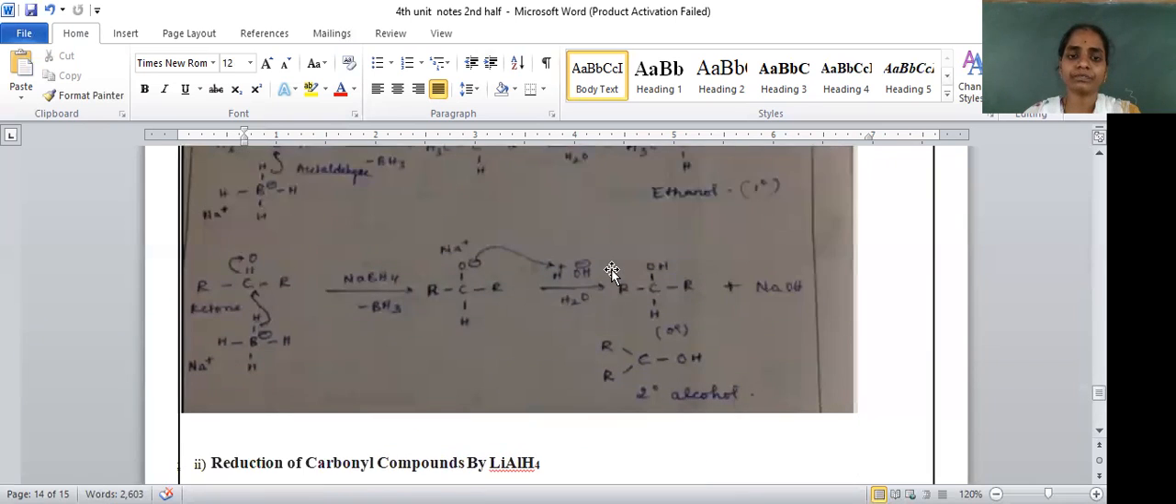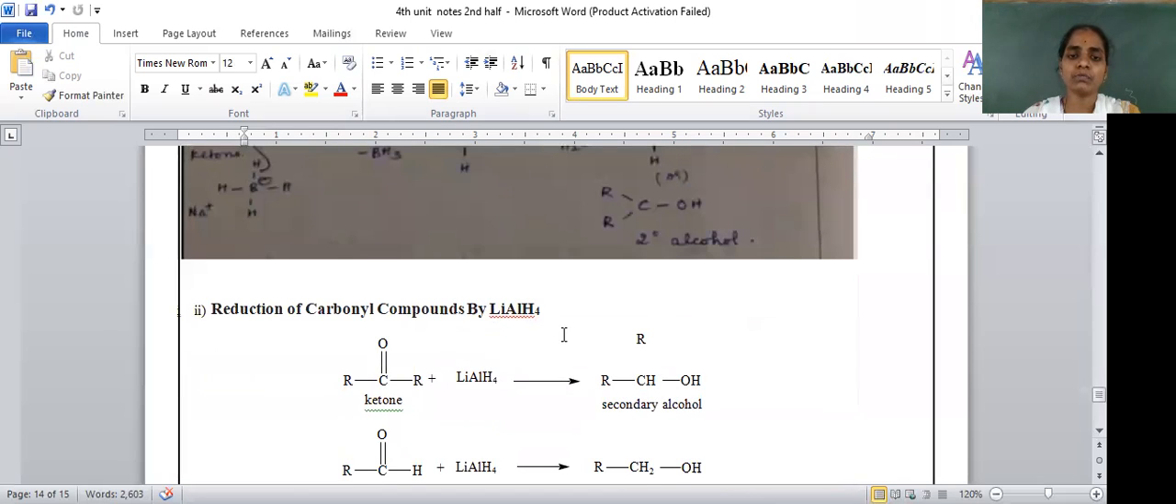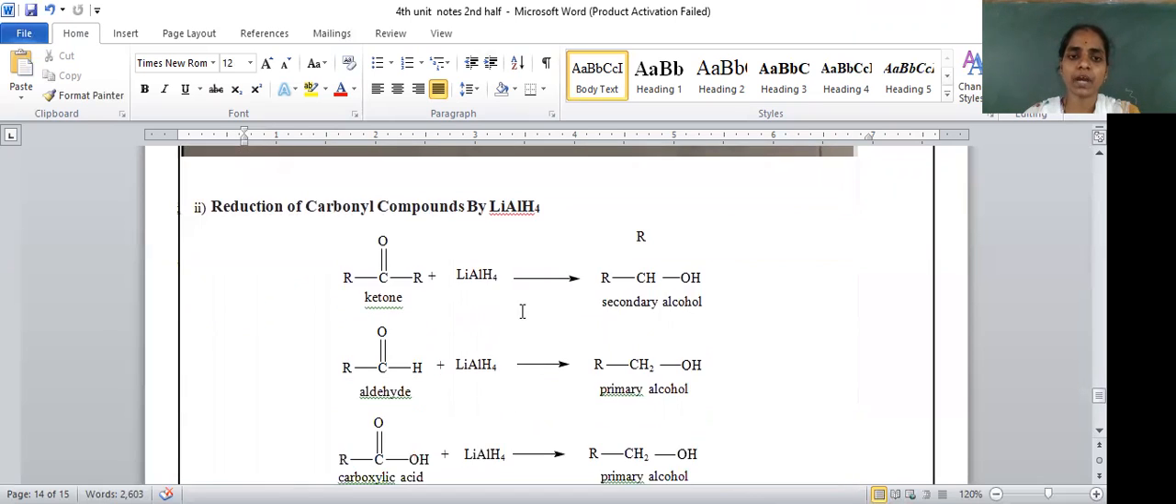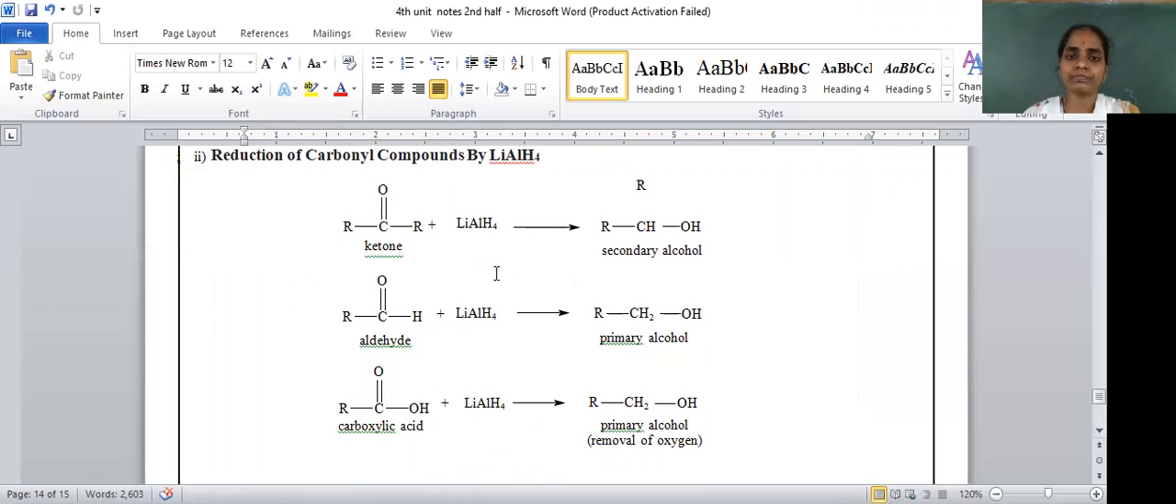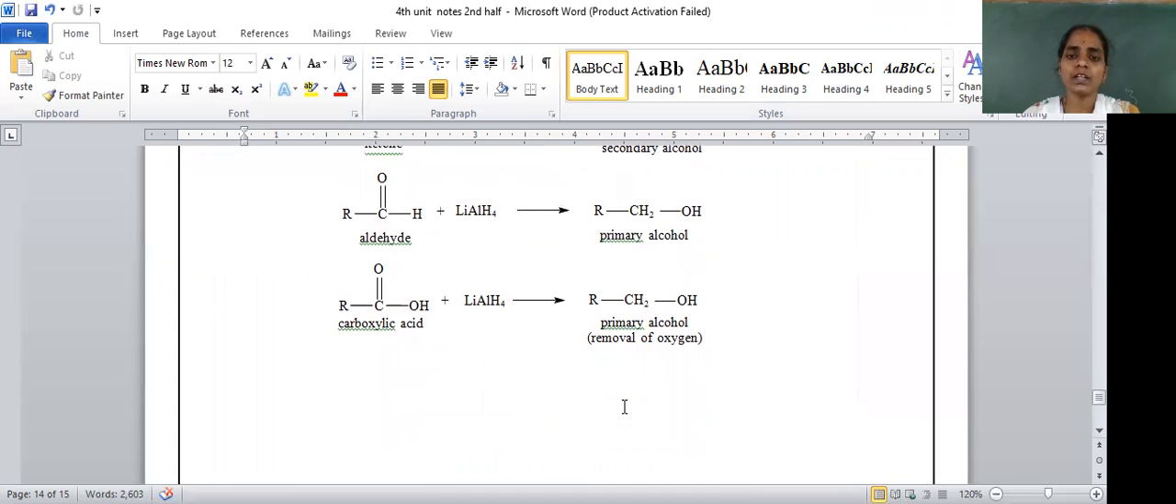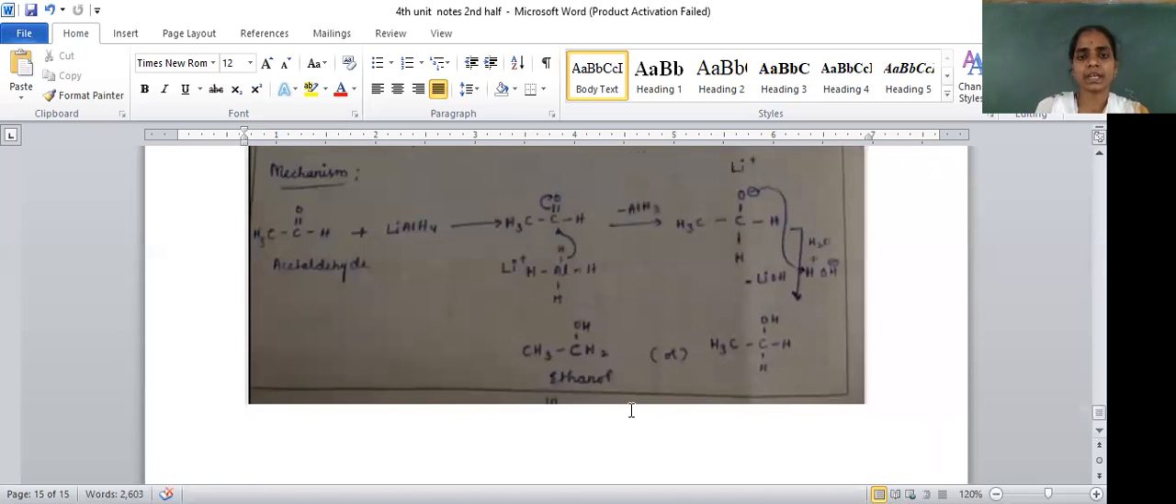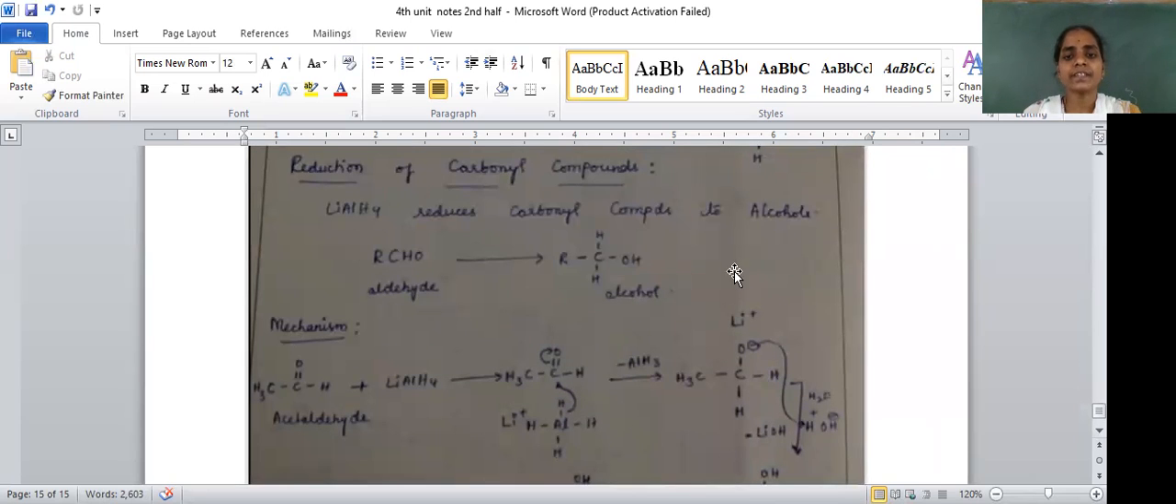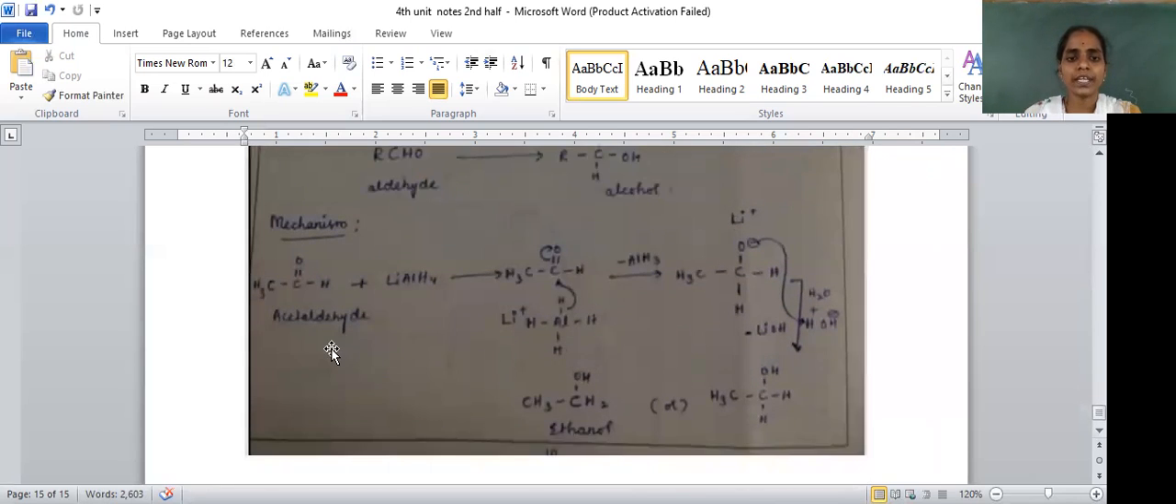That is with sodium borohydride, and one more reducing agent is lithium aluminum hydride. With lithium aluminum hydride, ketones, aldehydes, and carboxylic acids react to give secondary, primary, and primary alcohols respectively, by the removal of the oxygen. This is the reaction mechanism, how it takes place. Aldehydes are converted into alcohol. When reacting with lithium aluminum hydride, lithium is liberated as lithium plus and the aluminum hydride ion makes a bond with the carbon. Hydrogen bonds with the carbon, giving CH3O negative.